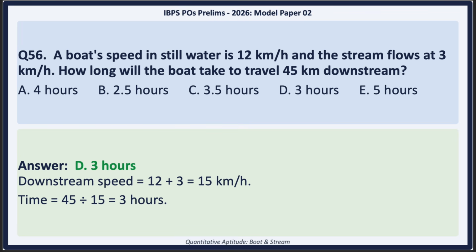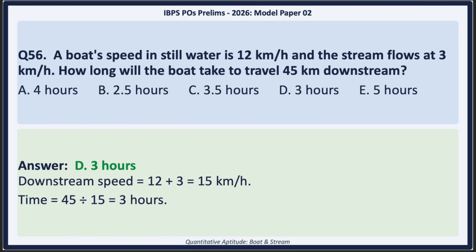The translation here is all about combined forces. I always picture walking on an airport moving walkway. If I am walking forward at a certain speed and the floor itself is pushing me forward, I don't just use my walking speed, I add them together. That is the perfect way to visualize it. Because the stream is pushing the boat, you aren't traveling at 12 anymore. The water adds its 3 to your speed, so you're cruising at 15. To go 45 kilometers at a speed of 15 takes exactly 3 hours.